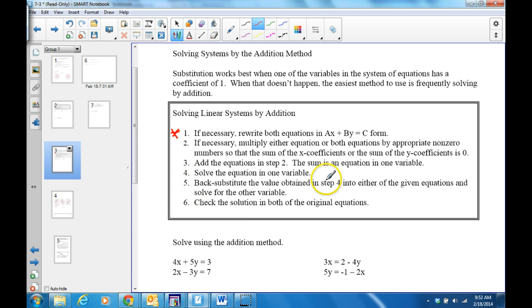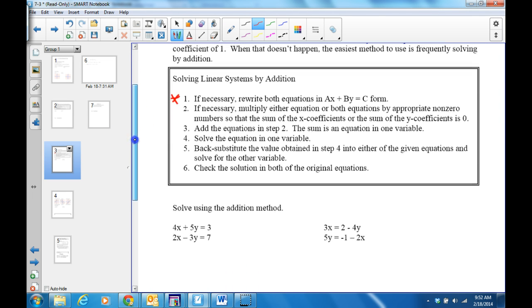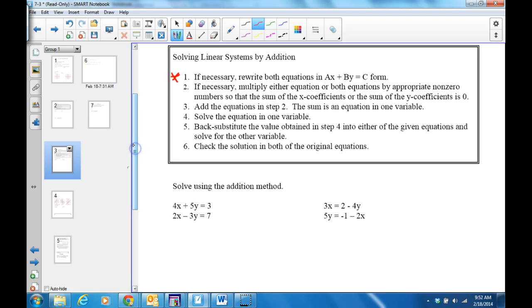Okay, step 5, once you've solved for that variable, you can back substitute it in to solve for the other variable. So those are the steps that you need to take. I'm just going to scroll it down a little bit here. You don't have to write this whole thing down. I could show you by example, okay?